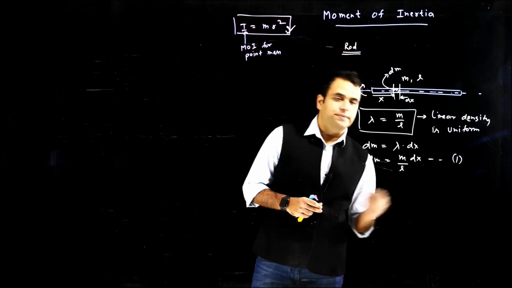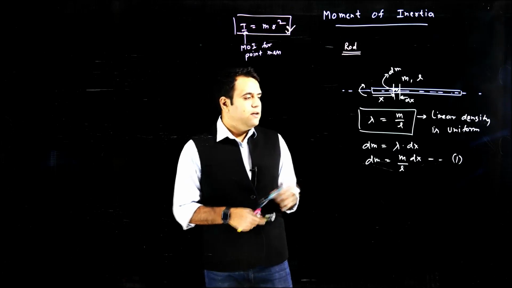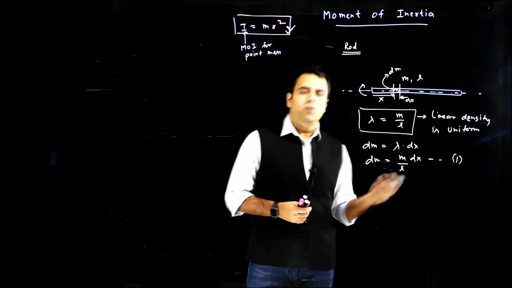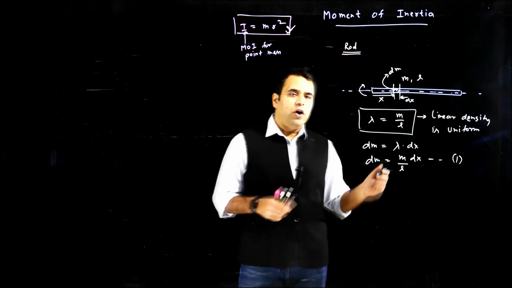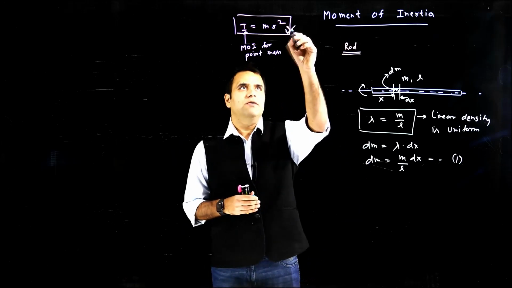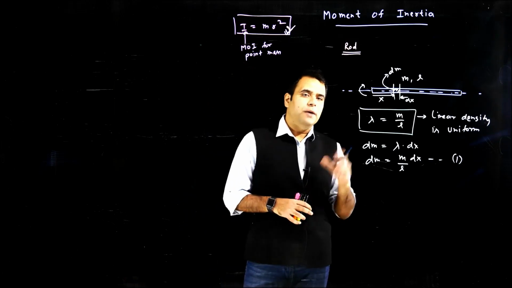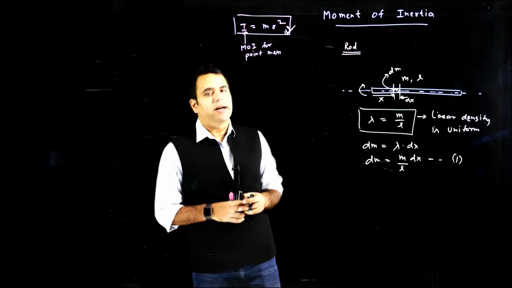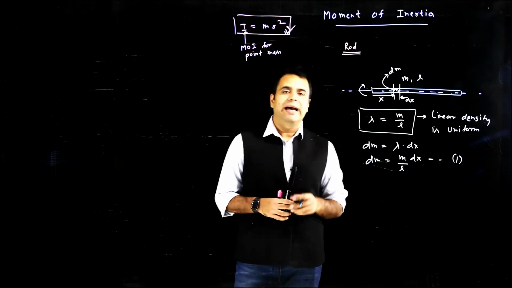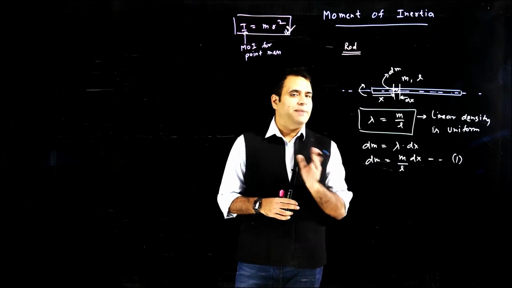This is equation 1. After calculating the mass of the element, I will use the formula for the moment of inertia of this element. You see, this element is a point element, and for all point elements, we have a formula for the moment of inertia. In this formula, I is equal to mr square, where m is the mass of the point element, and r is the distance of that point element with respect to the axis.